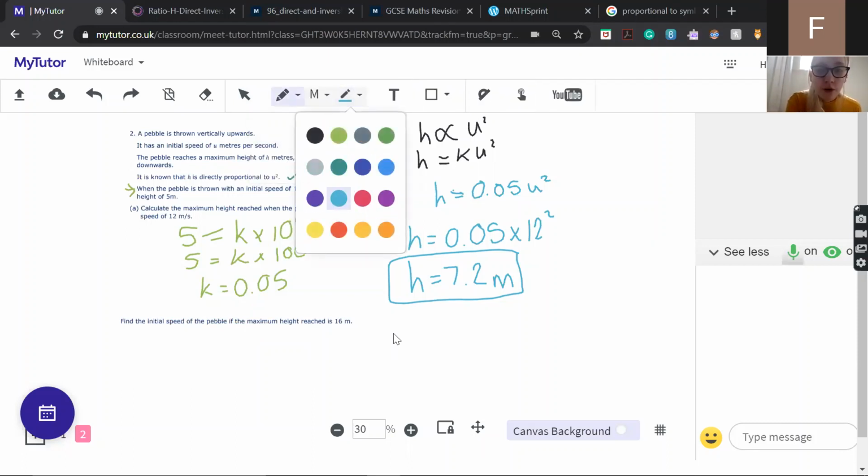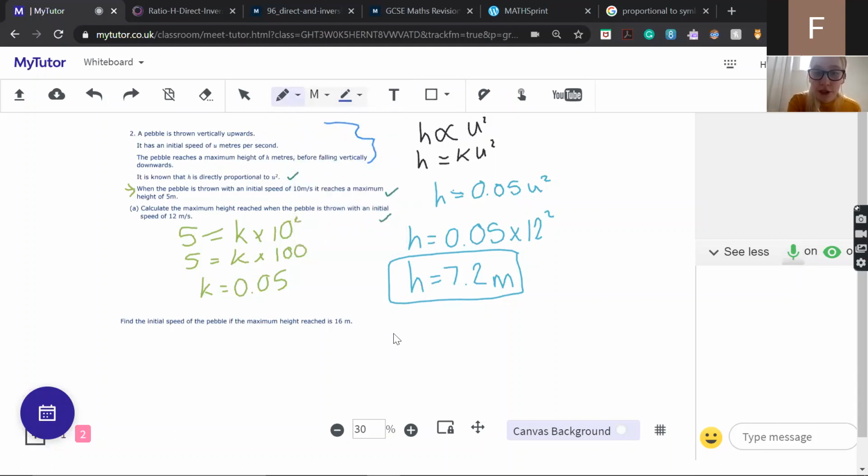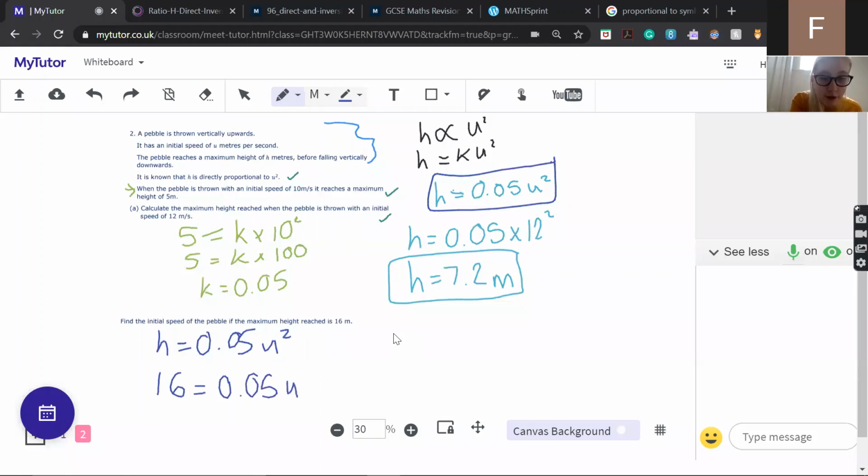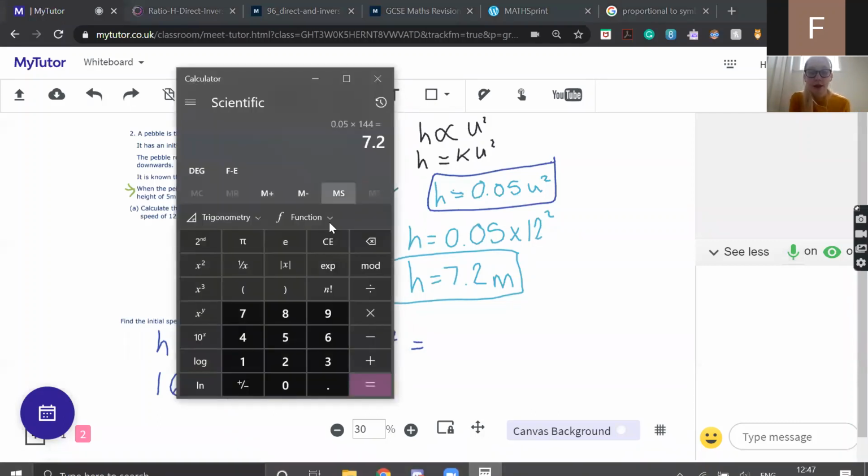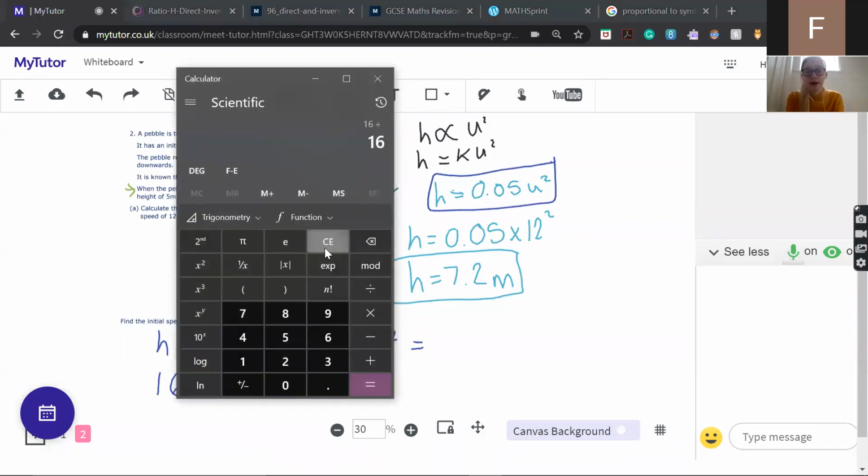So now we've done all of the hard work in the first part of the question. We know this formula, h equals 0.05 u squared. That's the same throughout. So now we just need to work out u when h is 16. So we say 16 equals 0.05 u squared. So for u squared, I'm just going to divide by 0.05 on both sides. So 16 divided by 0.05 is 320.